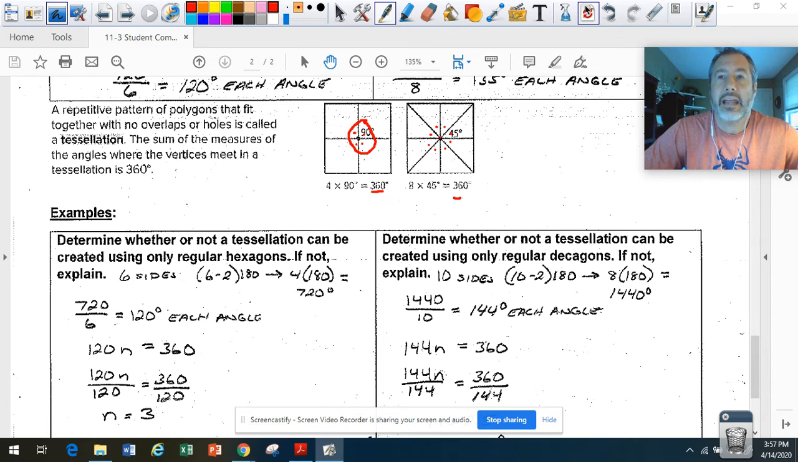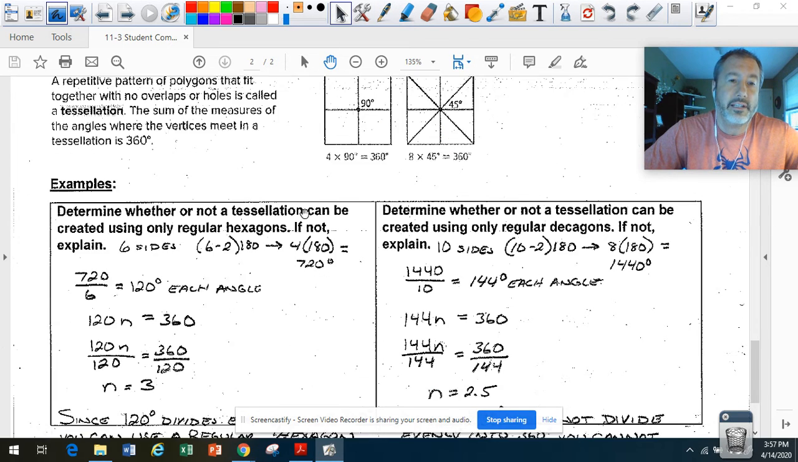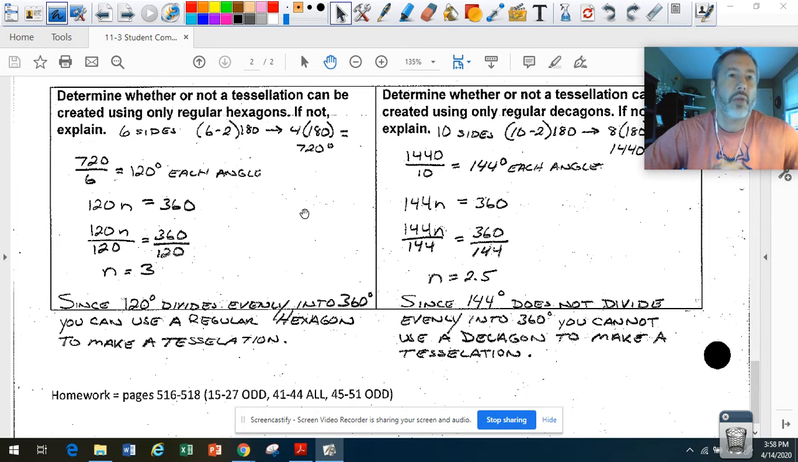So we're going to determine, hey, is this a tessellation or not? Let's look at these examples down here. It says, determine whether or not a tessellation can be created using regular hexagons. If not, explain. We have a hexagon. A hexagon has 6 sides, so we plug it into our formula, n minus 2 times 180. 6 minus 2 is 4. 4 times 180 is 720. So if we were to add up all of the interior angles inside a hexagon, we would get 720 degrees.